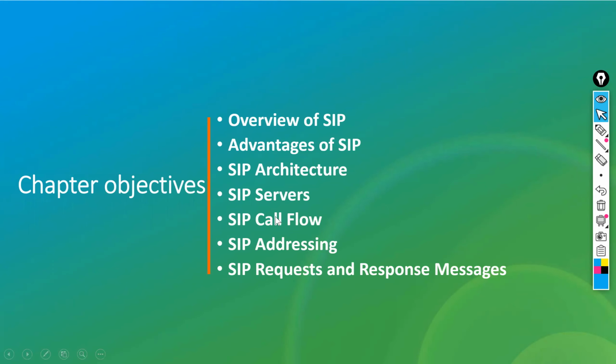So that's call flow, again similar to MGCP and H.323. In H.323, we have three types of call flows. So here also we have three different types of call flows. Next, SIP addressing. Then finally, SIP request and response messages. What different request and response messages we have. Then we go to the configuration part here.